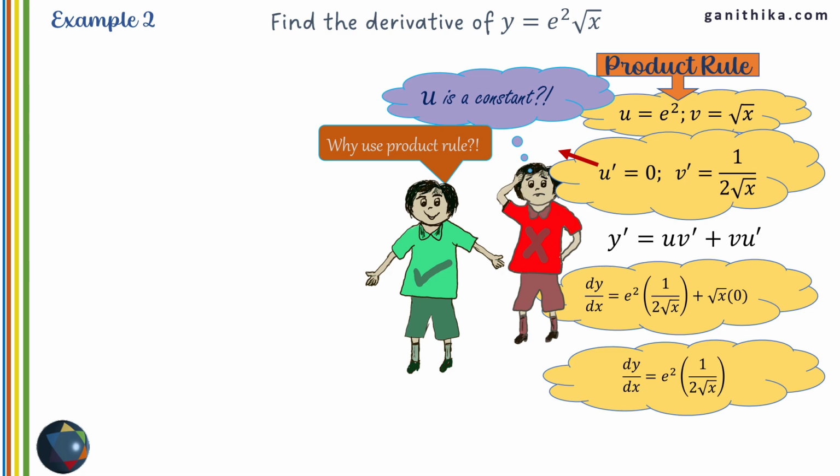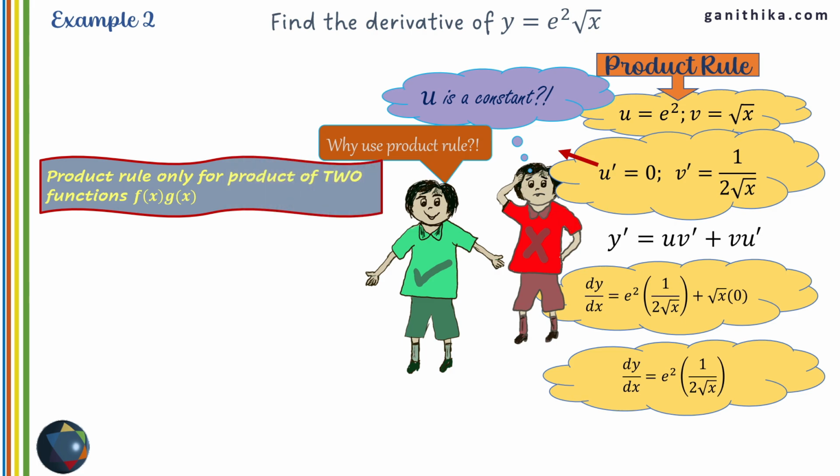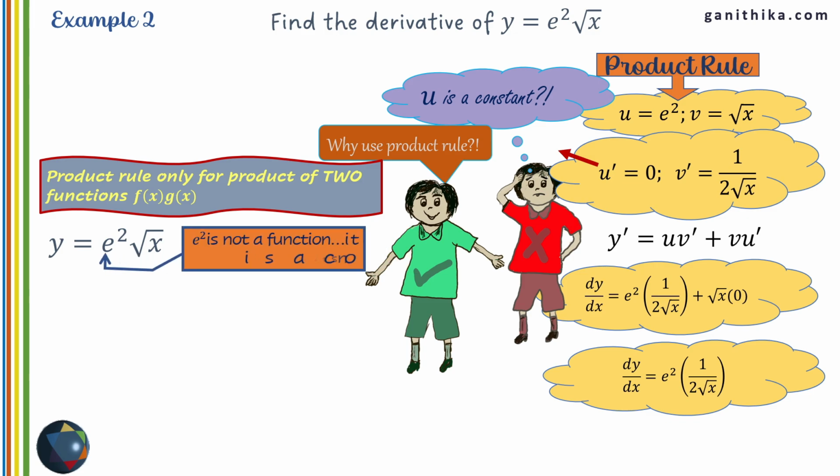But why do you use product rule? It's a long way and you have lots of opportunities to make mistakes in this process. So let's go through the shortest method here. Okay, tell me how to do this. Now, what is the product rule? It is used when you have product of two functions, f of x times g of x. But in this case, you have e square times root x. E square is not a function, it's a constant, wrongo. So you have a constant times root of x. So why do you use product rule for this?